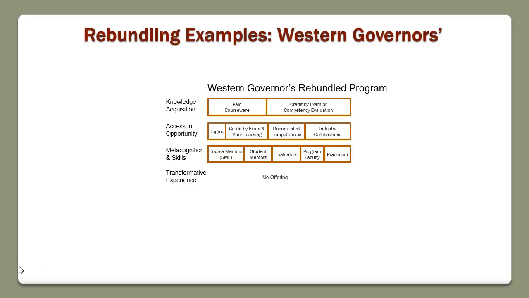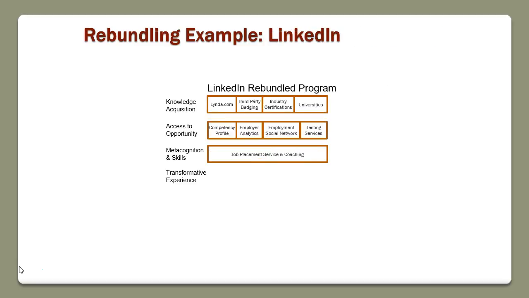And they also will integrate a lot of practical experience. Now, one of the themes you're going to see in these rebundling examples is that many of these rebundling examples are going after the non-traditional student. And many of the non-traditional students really aren't looking for the transformative experience. They may be in their 30s or 40s, and they're not looking for this rite of passage into adulthood. So they don't have any offering there.